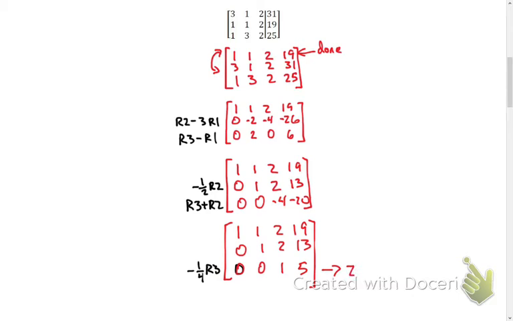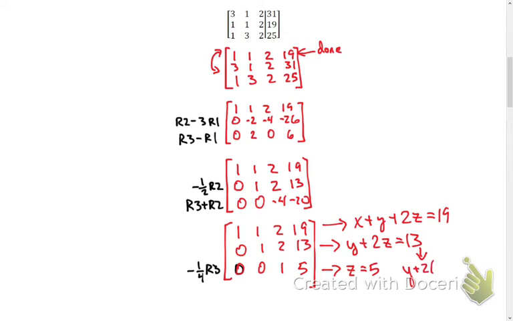This tells me z is 5. This tells me y plus 2z is 13. And this tells me x plus y plus 2z is 19. Do some back substitution: y plus 2 times 5 equals 13, so y is 3. Some more back substitution: x plus 3 plus 2 times 5 is 19, so x is 6.